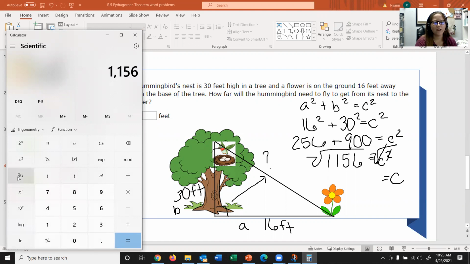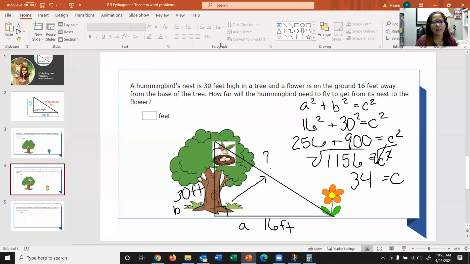1,156, and we are finding the square root of that number, which is going to be an answer of 34. Now, if you want to check your answer, you can also say, okay, so 34 times 34 is going to give us that number of 1,156. So we can say that in this case, the bird flying from the nest to the flower is going to fly a total of 34 feet.